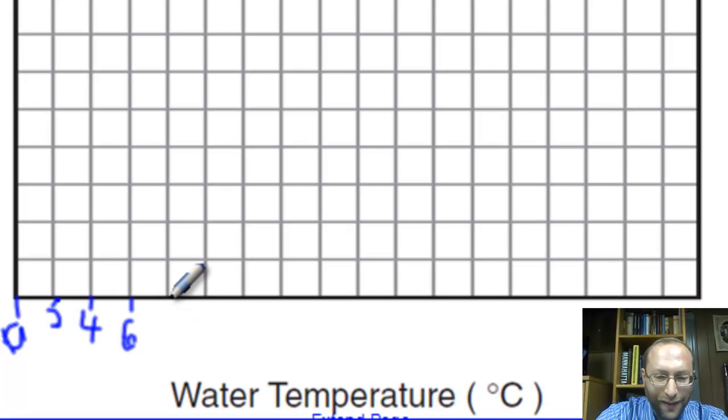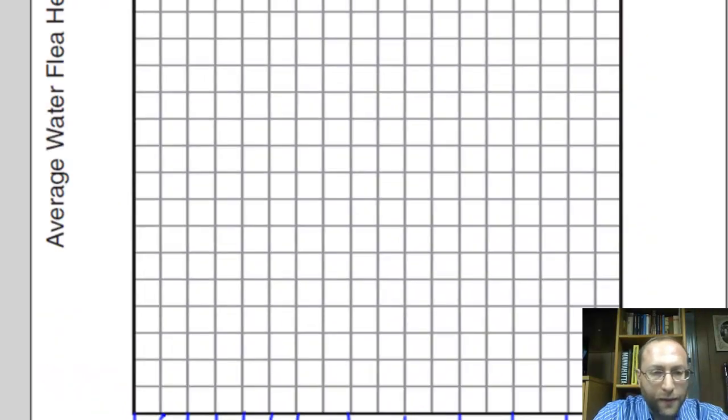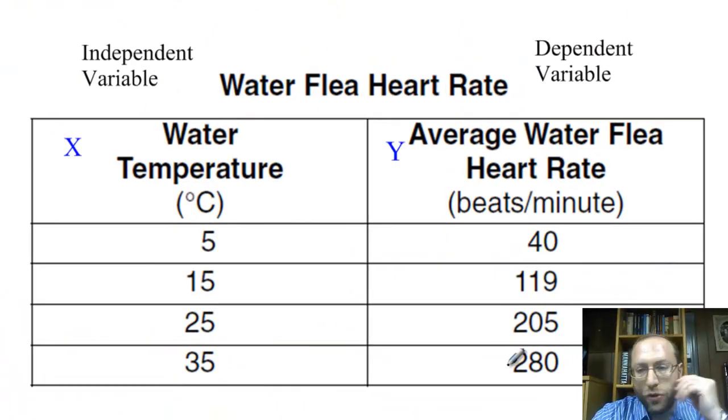Just not used to that. So it all fits, because 35 is right in the middle. Okay, now for the y-axis. It goes up to 280.